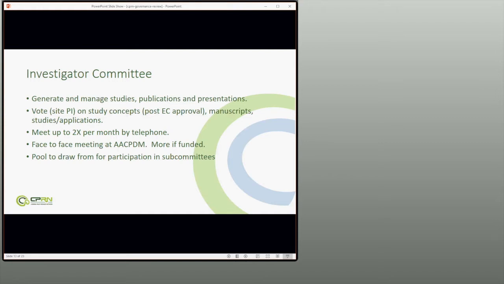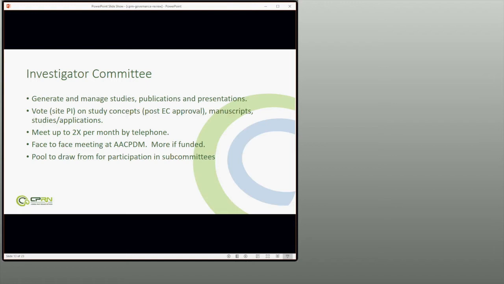The investigator committee, which is where most of you sit, has the goal of generating and managing the studies, the publications, and the presentations that are CPRN. The vote that I talked about stays with the site PI on study concepts, after the executive committee says yes, this is worthy of being put in front of the investigator committee. That's also true of manuscripts and studies and applications. Actually, it would come out of the concept, so it's kind of the gatekeeper there.